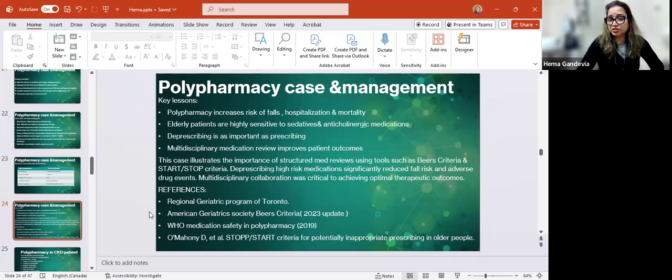A multidisciplinary medication review improves patient outcomes, and I cannot stress enough how we all as healthcare professionals can work together as a team. So when the medication review is done, please do adhere to the Beers criteria and the START/STOPP criteria, and try to deprescribe high-risk medications which have a fall risk and an increased chance of adverse drug reactions or even adverse drug events. Again, multidisciplinary collaboration is critical to achieve optimal therapeutic outcomes for this patient.